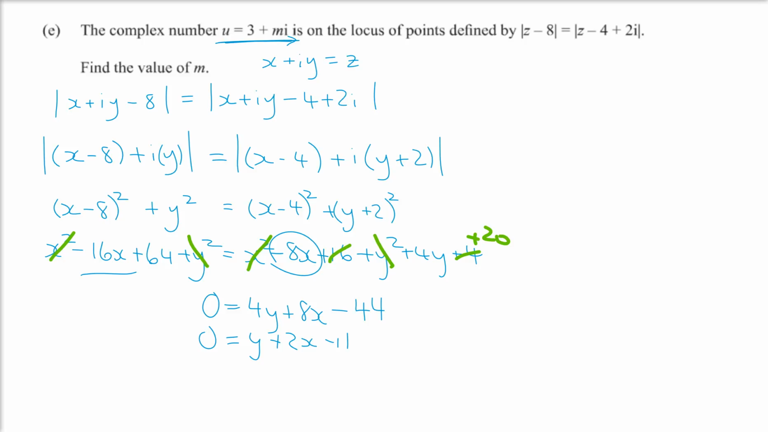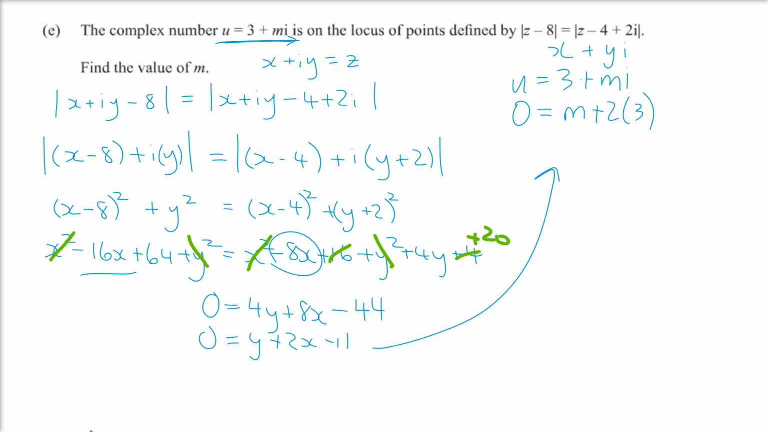So therefore, if I'm putting in here, m is y, isn't it? u is 3 plus mi, so y is m and x is 3. Can you see that? u is 3 plus mi, it's like x plus yi, so it's just going to become 0 equals m plus 2 lots of 3 minus 11. So that is going to be m plus 6 minus 11, so m has to be 5, hopefully. Happy with that? See that process?